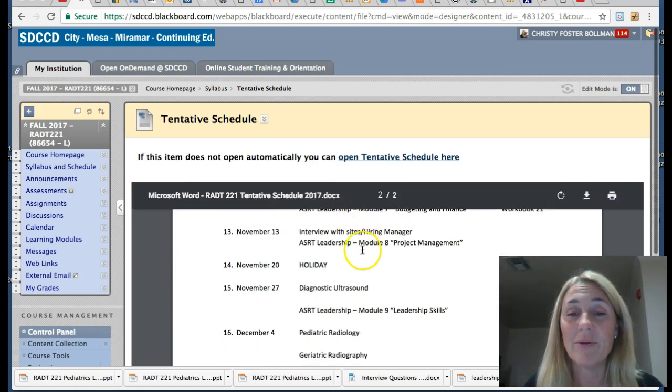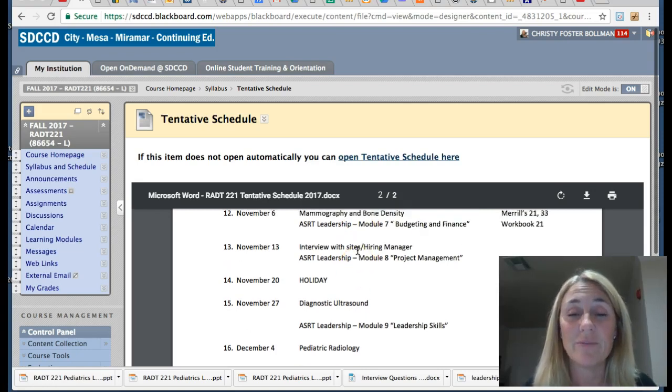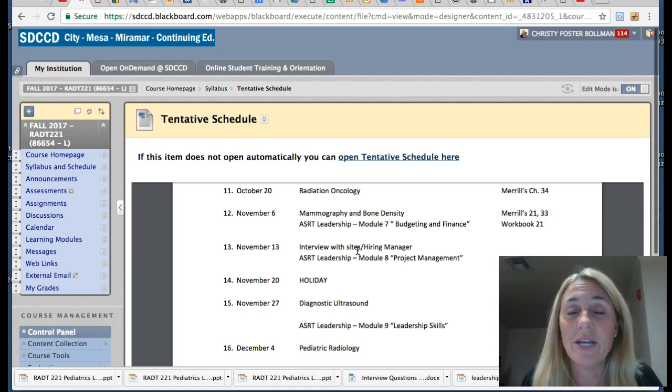We're going to go into mammo, bone density. Then on November 13th, that week of November 13th, you're actually going to interview with a hiring manager. So you can do it at your current work, or you can do it at the hospital in which you're doing your clinicals, which I highly recommend. It's good practice for you to see how you are in interviewing. So they're going to give you a grade. You're going to send that to me.